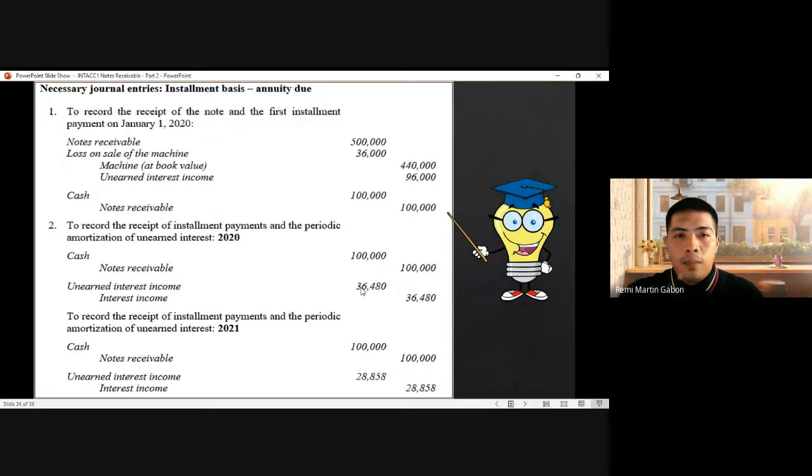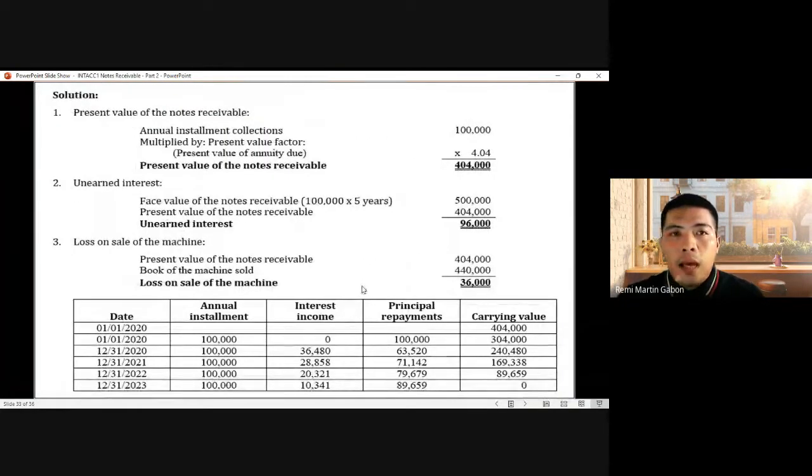Now, balikan natin yung problem. Sige nga, kung correct yung ating analysis ulit, na present value is assumed principal, kindly total yung principal repayments, kung total ng 404,000 yan. Okay, compute. 100,000, 63,520 plus 71,142 plus 79,679 plus 89,659.